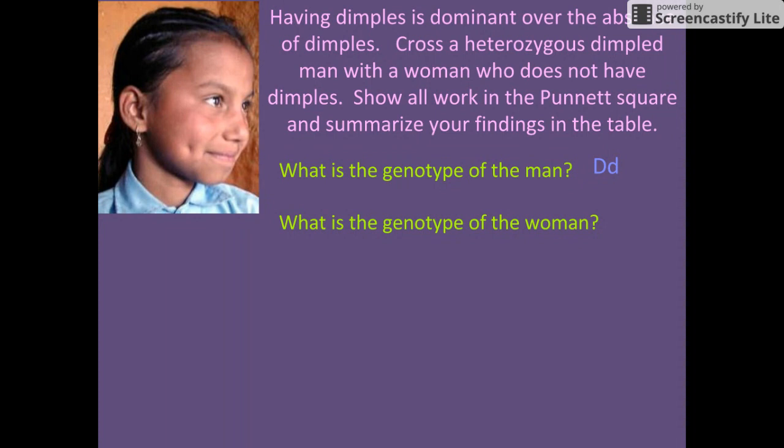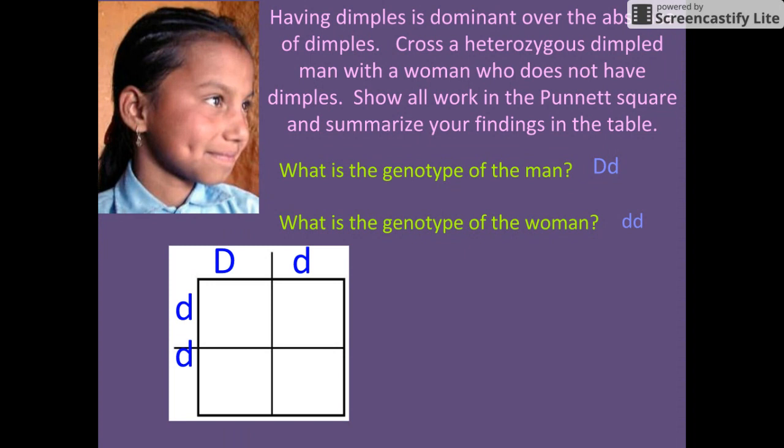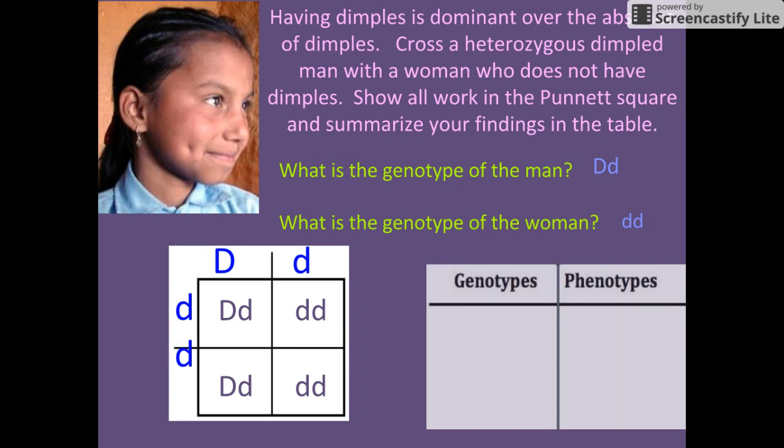So we put those in our Punnett square, drag and drop them, and we see that these are the probabilities, okay? This is what the offspring are going to be. So for the genotypes, half of them are heterozygous, big D, little D, 2 out of 4, and 2 out of 4 are little D, little D. So half of their children will have dimples and half of them will have no dimples.